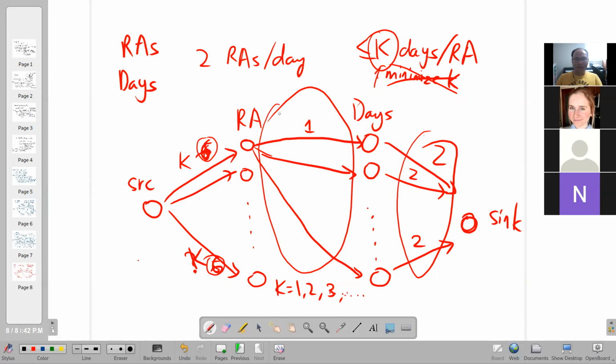You can also use binary search. That also works. You don't have to do a linear search on K. You can actually binary search K. But in this case, it turns out that it's not necessary, because the problem is small enough.